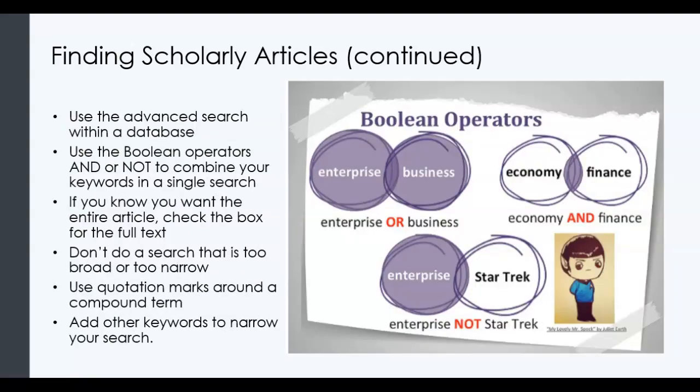Continue. Finding scholarly articles. Use advanced search within a database. Use the Boolean operators and, or, not to combine your keywords in a single search. If you know you want the entire article, check the box for the full text. Don't do a search that is too broad or too narrow. Use quotation marks around a compound term. Add other keywords to narrow your search. Source analysis.